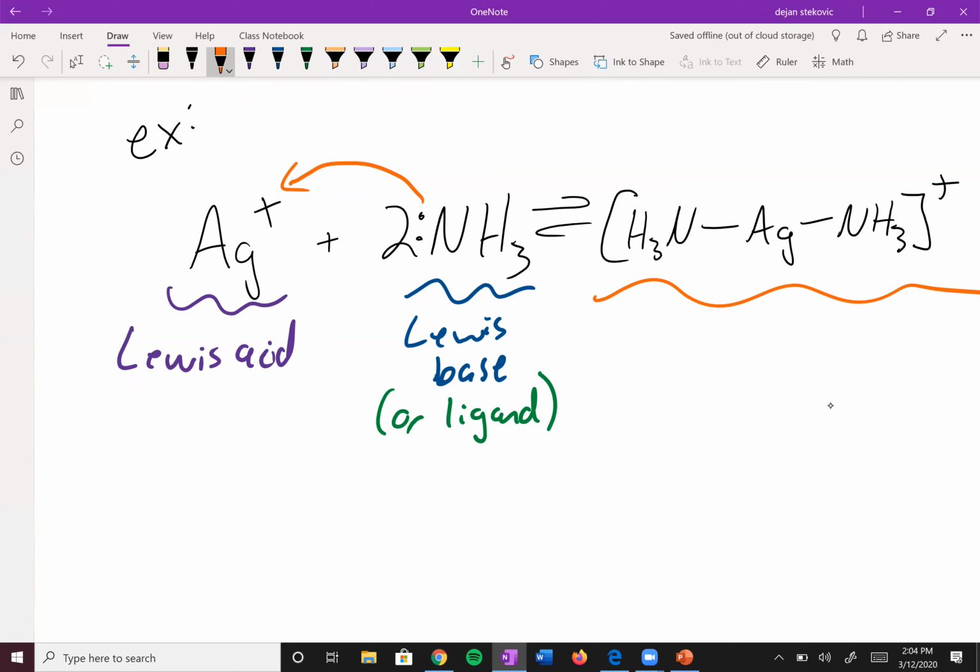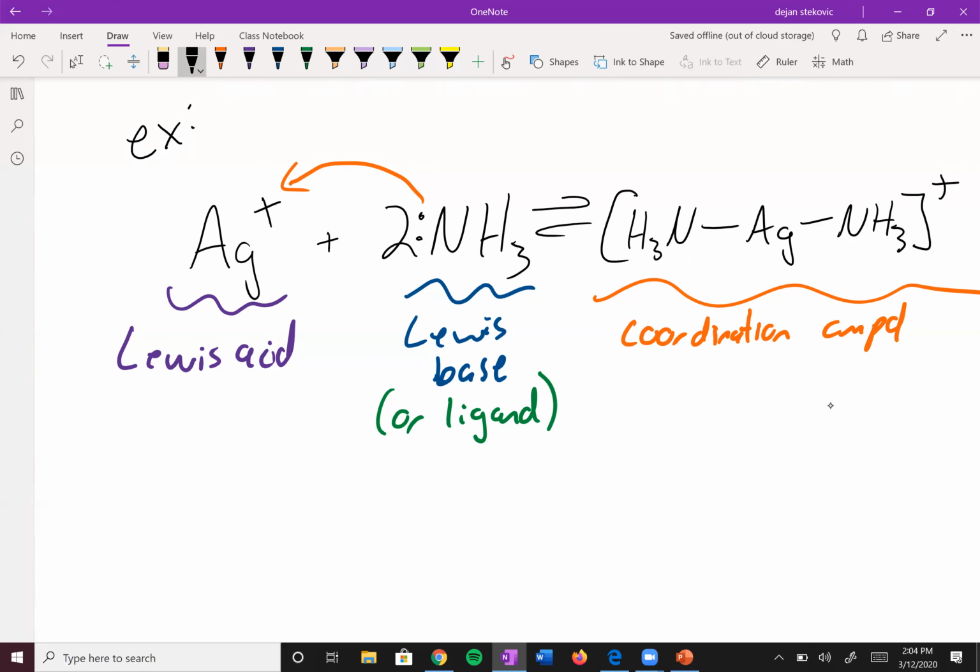And so this forms a complex ion, or more often called a coordination compound. And so what kind of arrow do we have here? Do we have a one-way arrow? No, we have an equilibrium arrow. And if we've got an equilibrium, what can we write? A K. We can write a K for this.